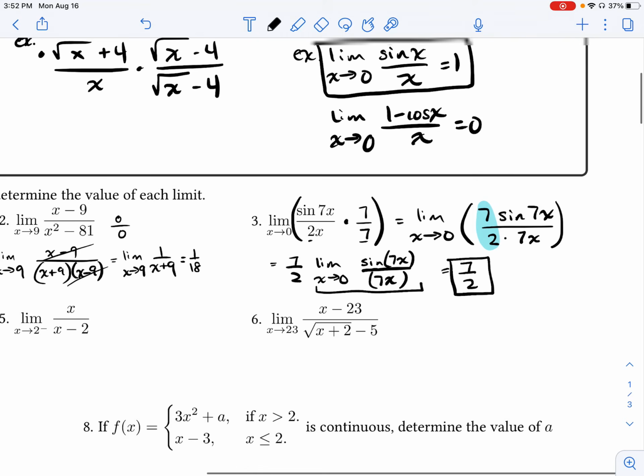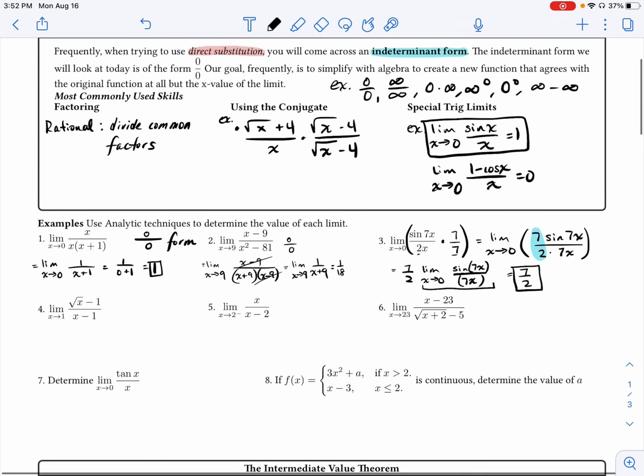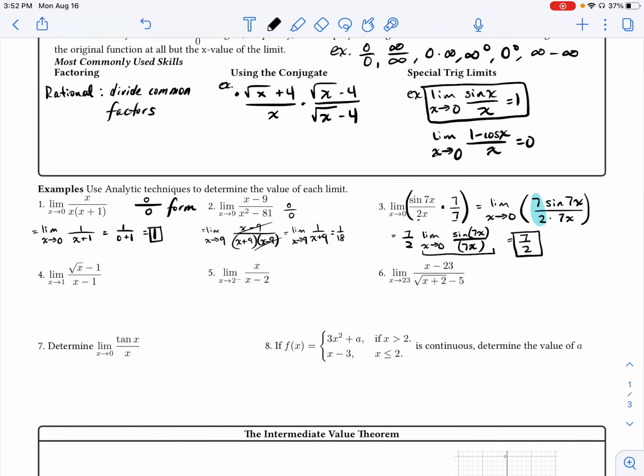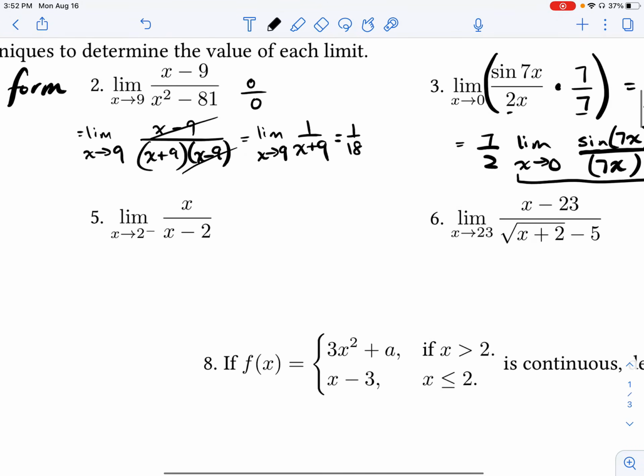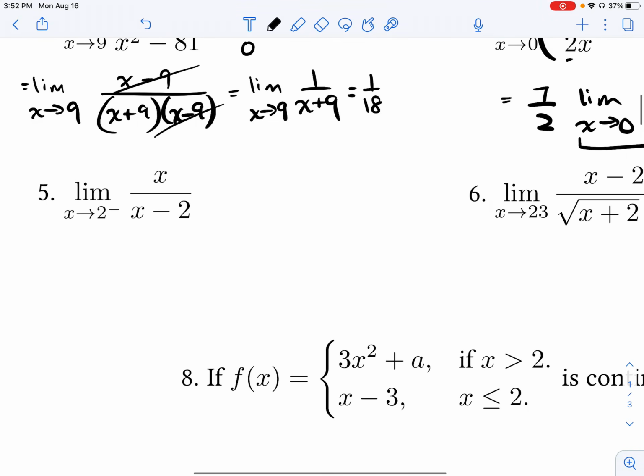Okay? Now, I encourage you to pause the video and try a number of these and check your solutions with what I have. I will briefly discuss number 5, just to make sure that we're clear here, because this is a problem where we can't really do anything else algebraically. There's not much I can do to simplify. There aren't any trig identities that we can use.